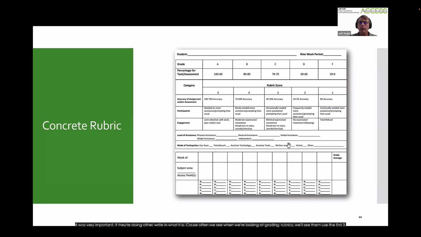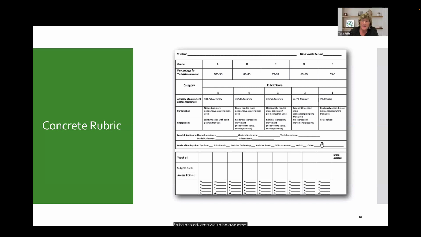So it's very important. If they're doing other, write in what it is. Because often we see when we're looking at grading rubrics, we'll see them use the first 3. So they'll use these examples and they'll use the level of assistance, but this will be left blank. So help to educate would be awesome.